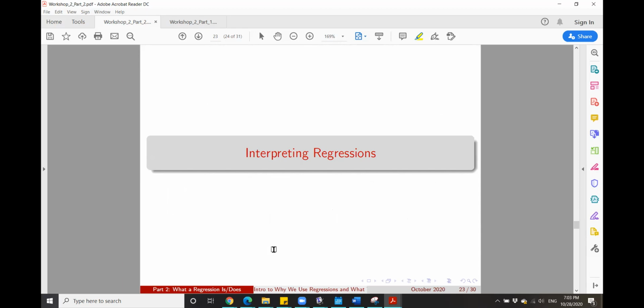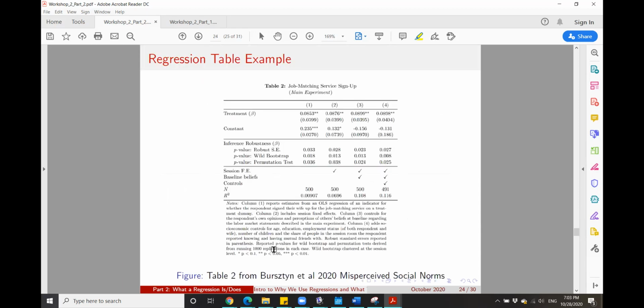Moving on to interpreting regressions. It's all great to know what goes into a regression, because that can help you think about regressions when you're interpreting them, and that can help you think about regression design. But sometimes it's just more useful to know how to read a regression table. Okay, so this is an example from a paper by Professor Burstein, who's a professor here at UChicago, and two other authors, Gonzalez and I forget the third.